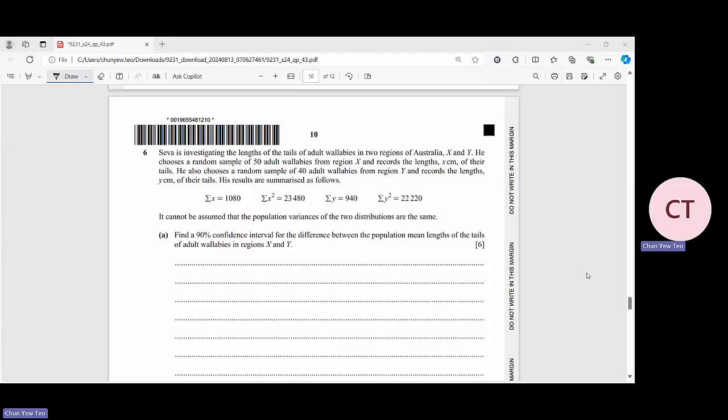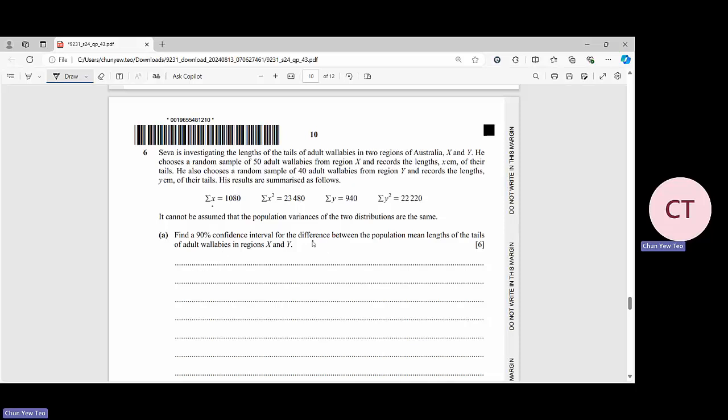Okay, now question number 6. Siva is investigating the length of the tails of adult wallabies in two regions of Australia, X and Y. He chooses a random sample of 50 adult wallabies from region X and records the length in cm of their tails. He also chooses a random sample of 40 adult wallabies from region Y and records the length of their tails. His results are summarized as follows. It cannot be assumed that the population variances of the two distributions are the same. Okay? We cannot assume that they are the same. So find a 90% confidence interval for the difference between the population mean length of the tail of the adult wallabies in region X and Y.